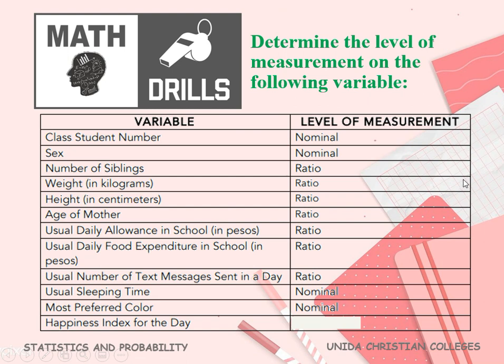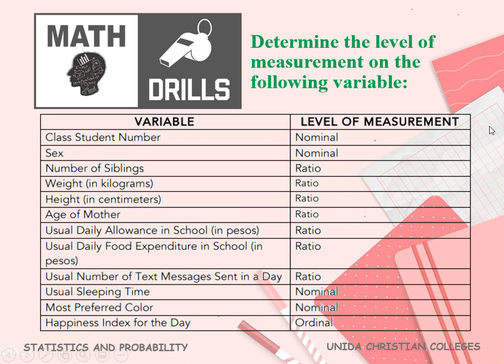And last is happiness index for the day. Let's say, pinarate sa'yo from 1 to 10 kung gaano ka kasaya ngayong araw. 10 is the highest and 1 is the lowest. So, meron na siyang order. That's why it is under the ordinal.